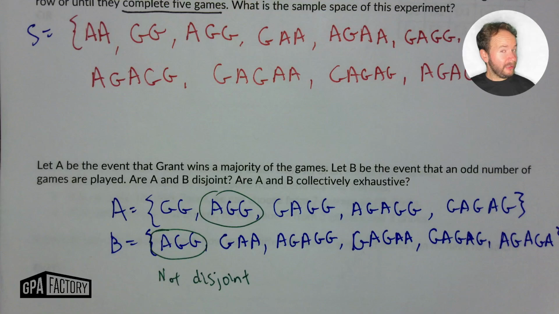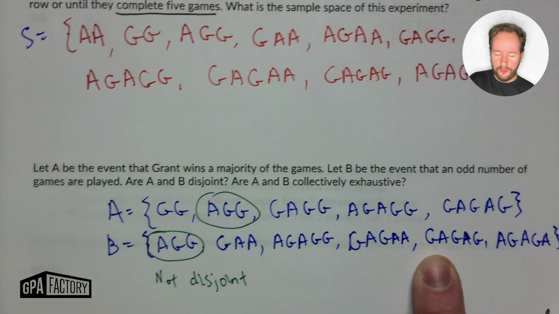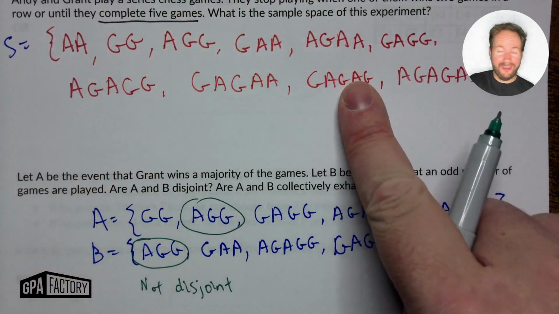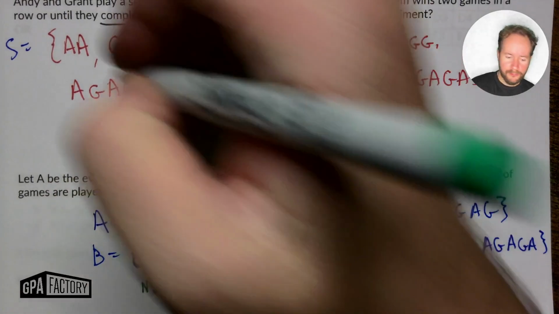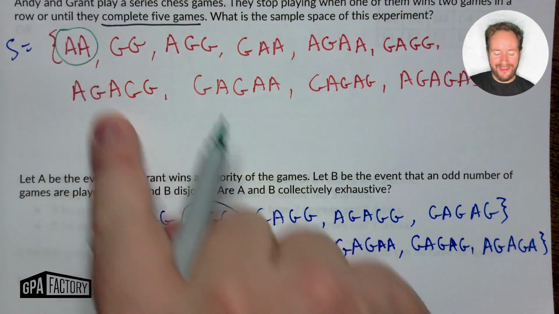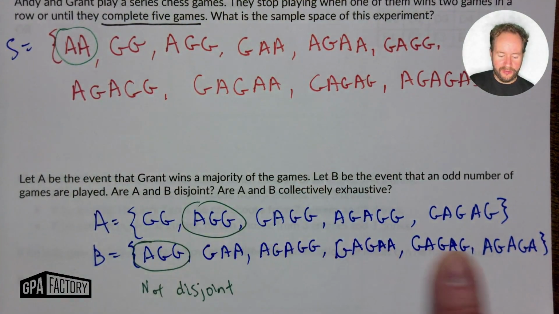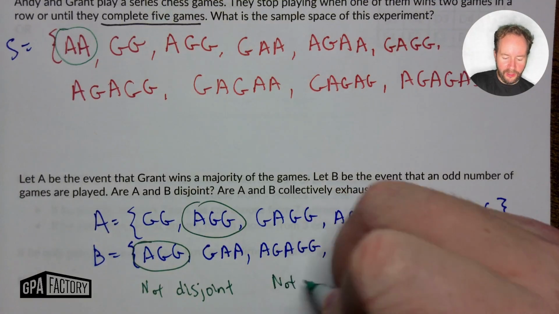Okay, are they collectively exhaustive? That is to say, if I were to put all these together in one set, would they be the sample space? And I think the answer is no, because have a look. I think we're missing AA. This guy here, AA, is not listed anywhere in these 2 sets. So it's not collectively exhaustive either.